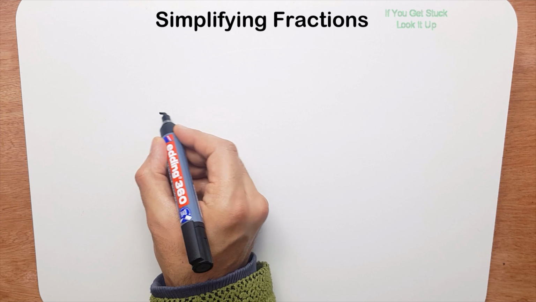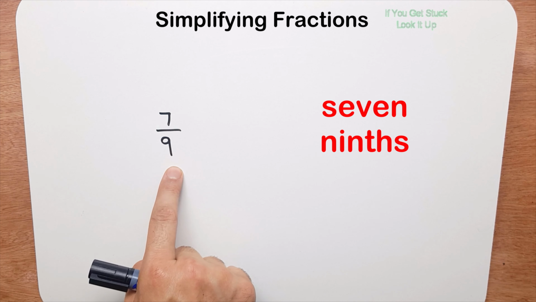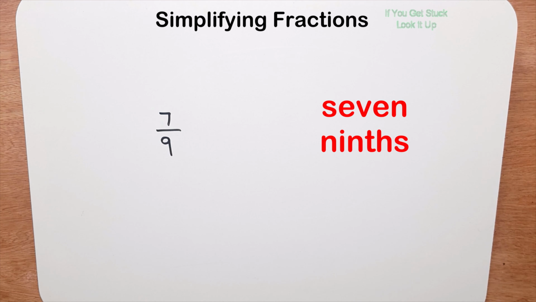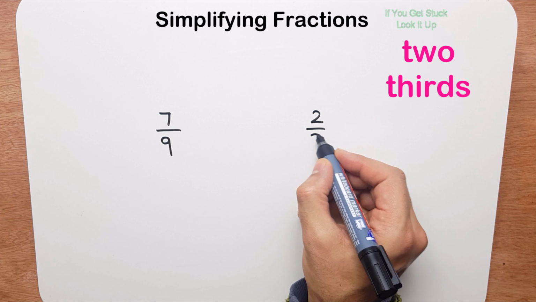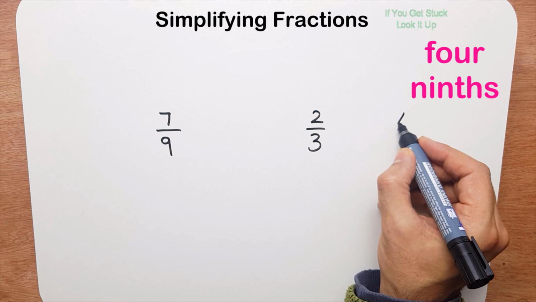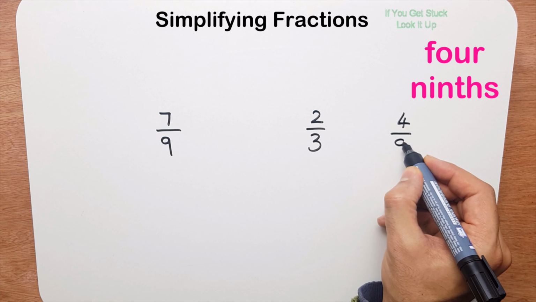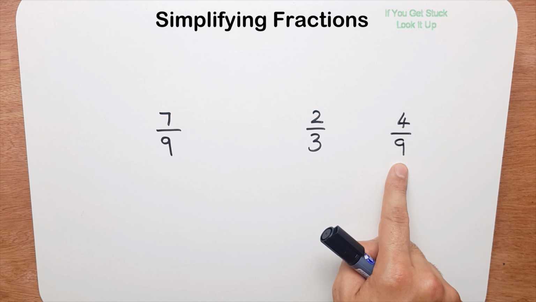My next question is 7 ninths. This fraction cannot be simplified any further. 7 ninths is written in its simplest form. Another example would be 2 thirds or 4 ninths. These fractions have been fully simplified.